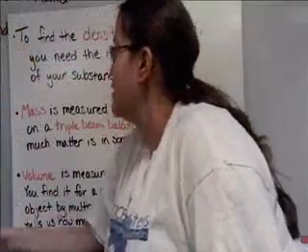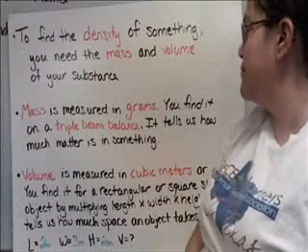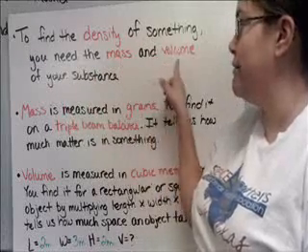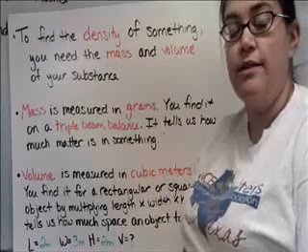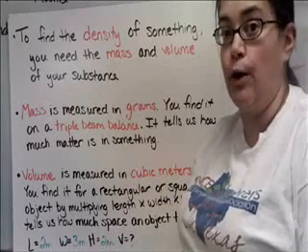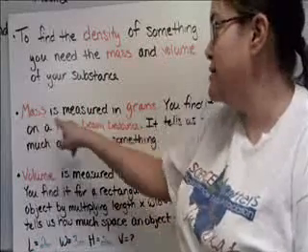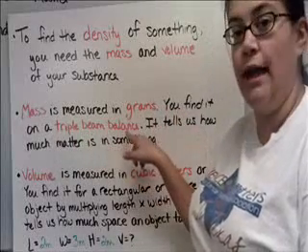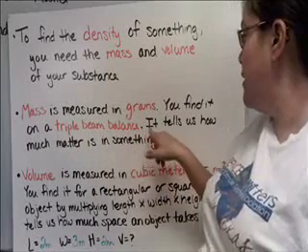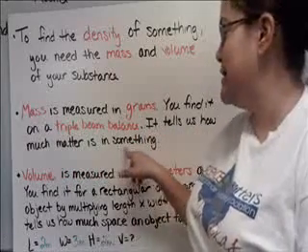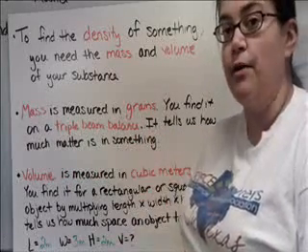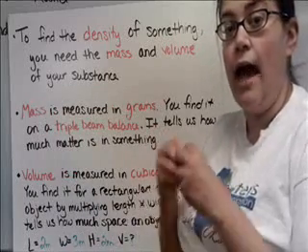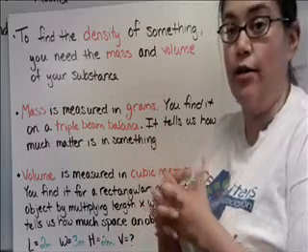Okay, so how do we find density? To find the density of something, you need to have the mass and the volume of your substance. We talked about mass and volume in a previous video, but I want to review it so you remember. Mass is measured in grams, and you find it by using a triple beam balance. And we'll do that in class. It tells us how much matter is in something. So in the previous board, the mass was the number of atoms. How many atoms are in your substance, how much matter is in there.